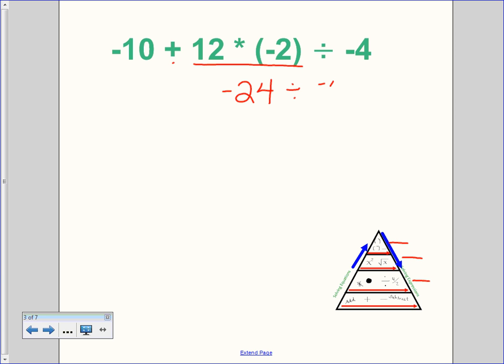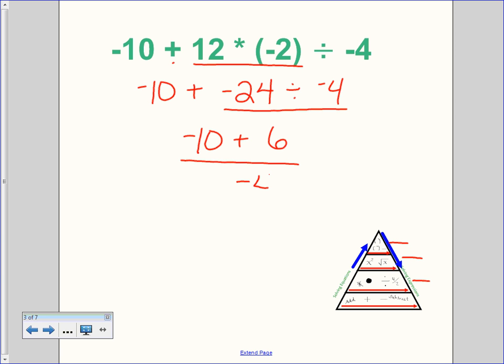Rewrite the rest of the problem. Again, still going multiplication and division. We're doing -24 divided by -4 gives us a +6. Rewrite the problem. Finally, we're done with multiplication and division, so all we have left is -10 plus 6, which gives us a -4, which is our correct answer. You can see as I went through and did this, I marked off which parts we had already finished so that I know that I'm following the order of operations.